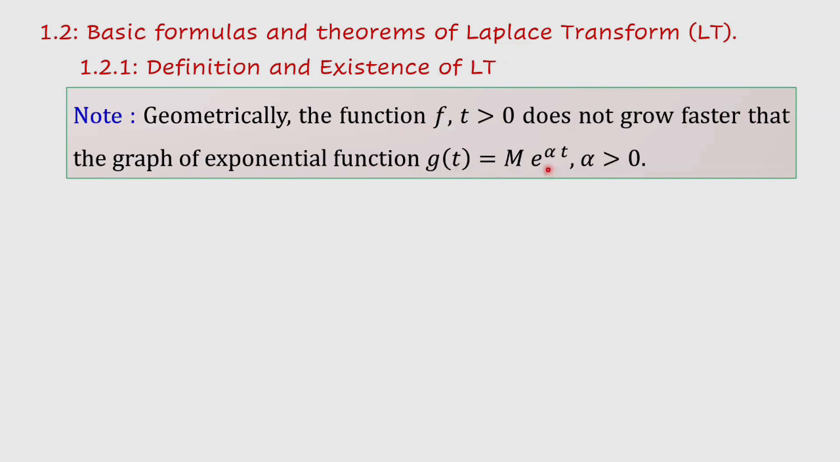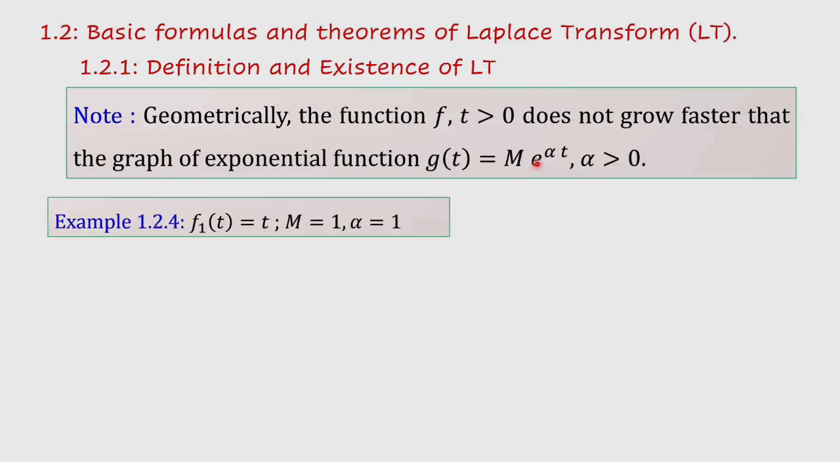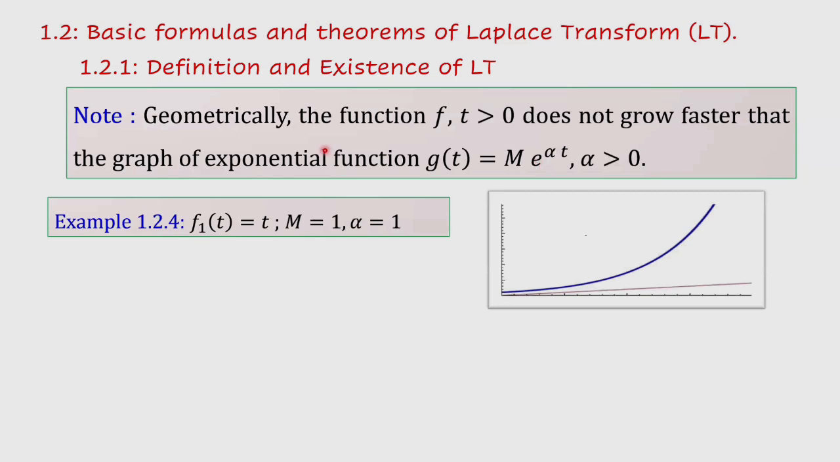So that means the graph of the exponential will be above the graph of the function f. We'll discuss it by example. Let's take f1(t) equal to t. In this case, M equals 1 and alpha equals 1. If we see the graph, this is the exponential function g(t) equal to e to the power t, and this is f1(t) equal to t.